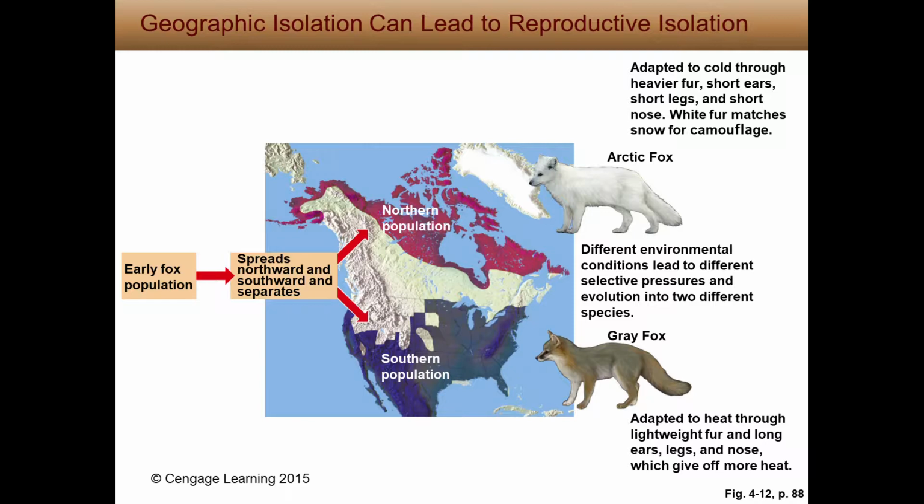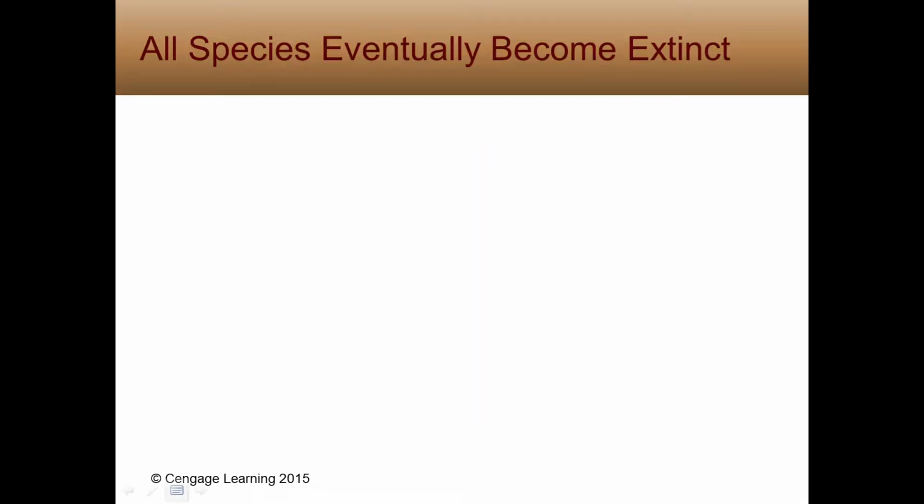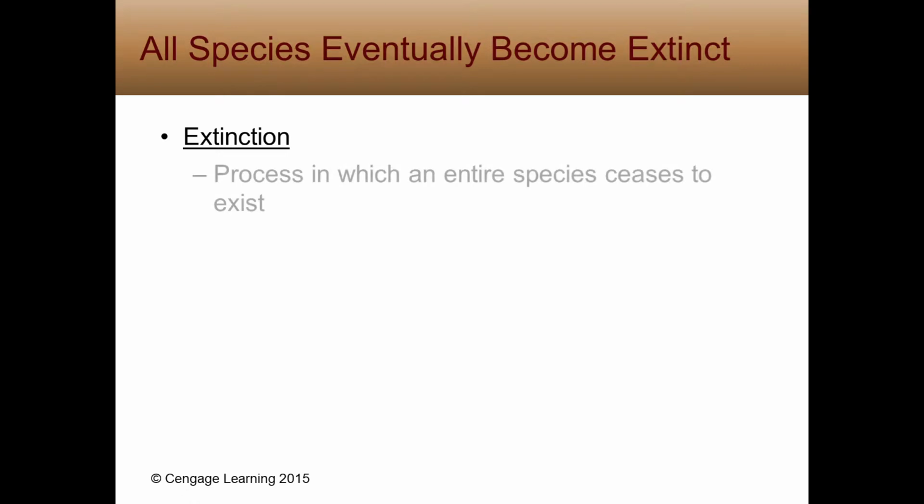So geographic and reproductive isolation can lead to speciation. Evolution does not. Mutations do not. Predation does not. Keep that in mind. So if you're looking at the flip side of a coin, organisms can either change, which is speciation, or they go away. That's extinction. So we're looking at the process in which an entire species just ceases to exist.